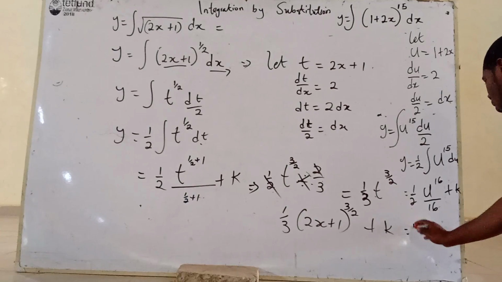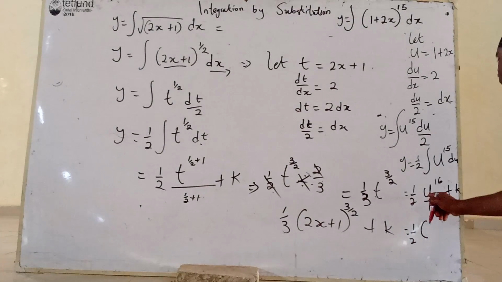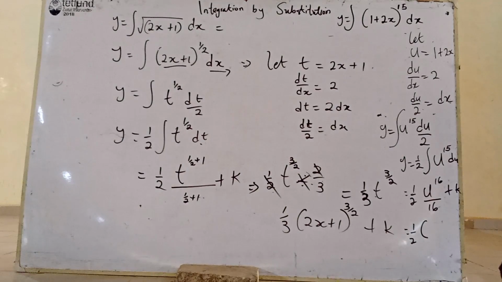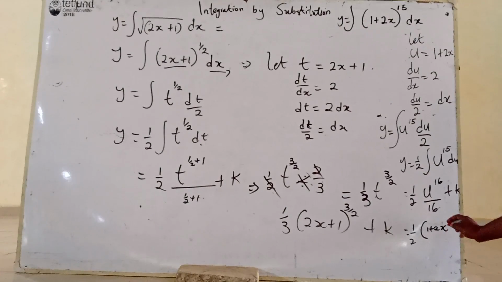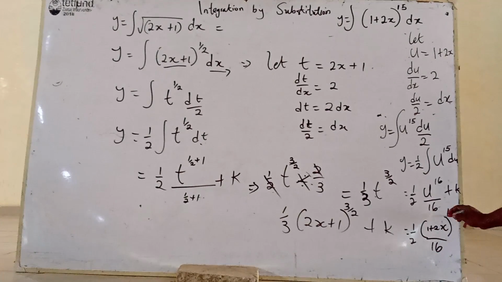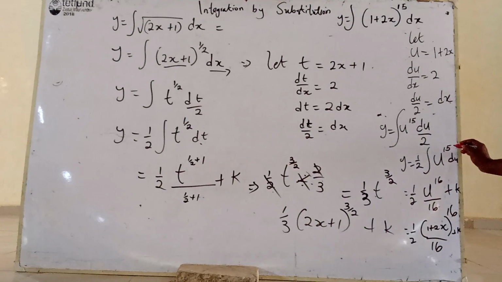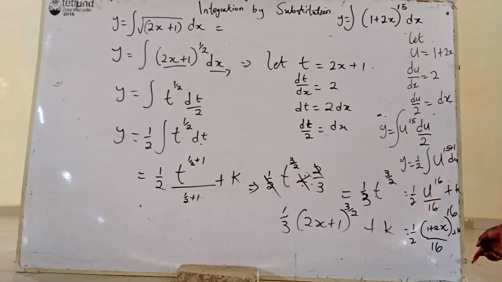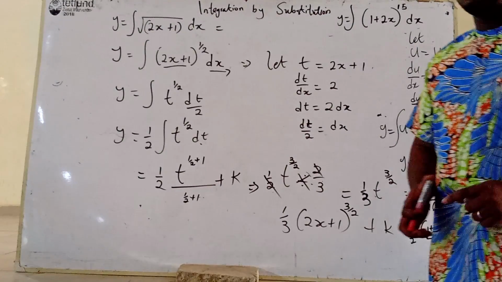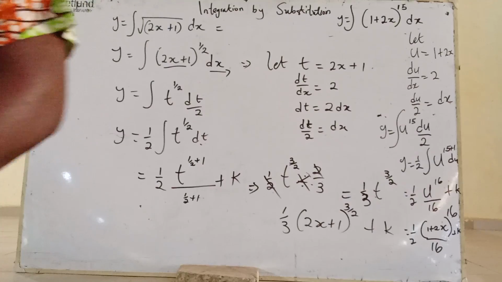All I need to do is to replace u. Simple. So I have 1 over 2, and instead of this, I can put (1 plus 2x) raised to power 16 upon 16, plus k. Simple. How do I get 16? 15 plus 1, upon 15 plus 1. Are we together? Fantastic. It is very, very simple.